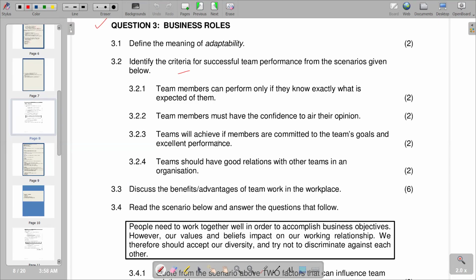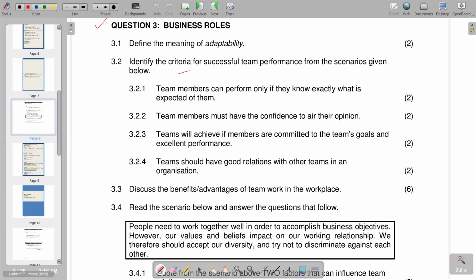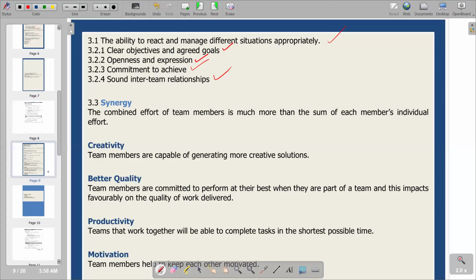So this becomes a commitment to achieve. Commitment to achieve 3.2.3. We are saying commitment to achieve. So we have got commitment to achieve here. And then we go to the next one, which is saying teams should have good relations with other teams in an organization. And we are saying sound inter-team relationship. That's inter-team relations. So 3.2.4, we also have sound inter-team relationships as our response.